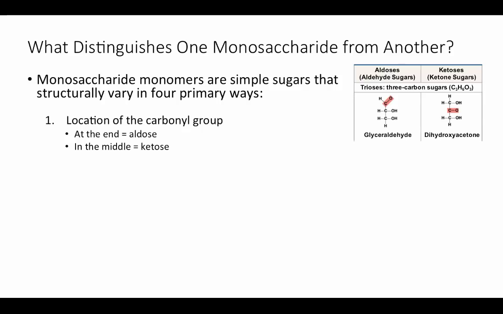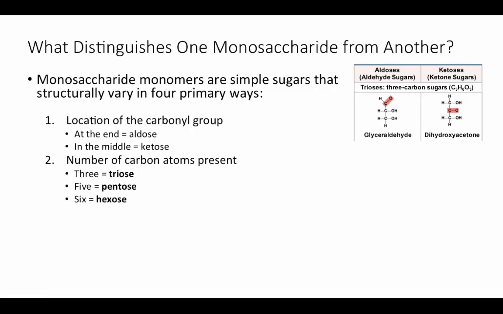So what are some of the characteristics of monosaccharides? How do they differ from each other? Monosaccharide monomers are simple sugars. We call these simple sugars as compared to complex carbohydrates that are going to be composed of sugar polymers. And they're going to structurally vary in 4 primary ways. One is the location of the carbonyl group. It can be here at the end, and we call those aldoses, or it can be connected to one of the carbons within the carbon chain, and we call those ketoses, or ketone sugars.